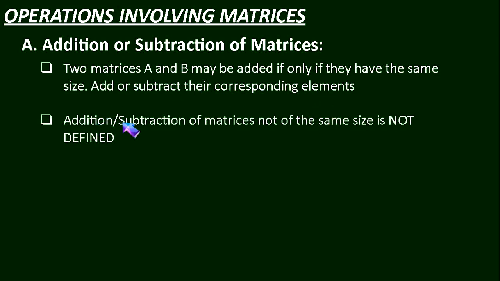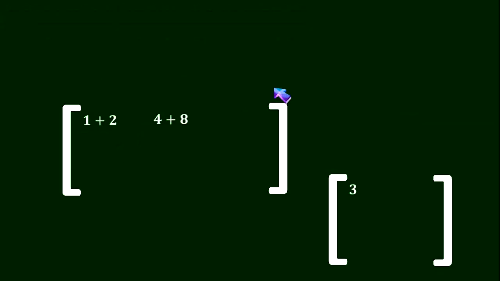And addition or subtraction of matrices not of the same size is not defined. So you only have to add or subtract if the matrices have the same size. If not, the operation is not defined. So we have here an example.